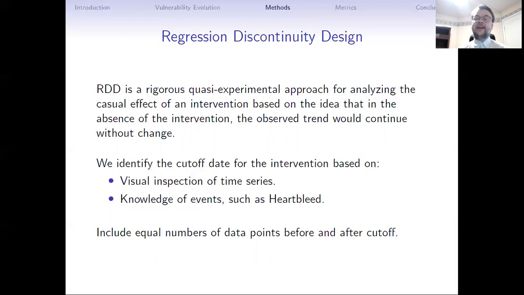How do we determine the date for the intervention? Well, certainly knowledge of events like Heartbleed and responses to Heartbleed as documented in the project's mailing list and so forth can help. But also a visual inspection of the time series is another important way to identify it. And note that we want to include an equal number of data points before and after the cutoff. In my analysis, we're using monthly metrics computed with the first check-in into the Git repository at the beginning of the month.